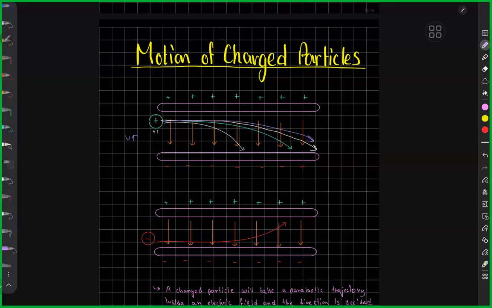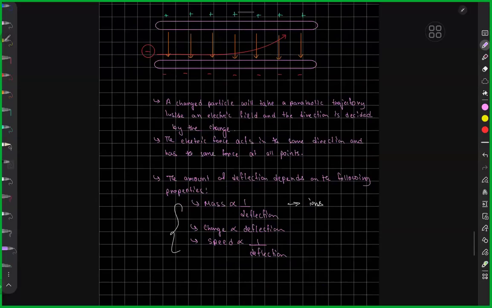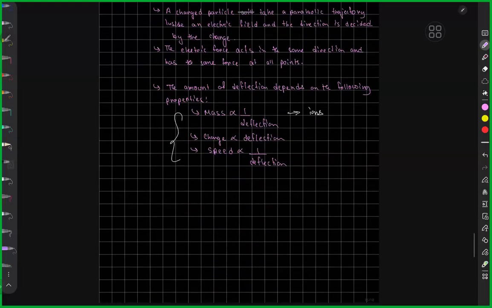So it will have a path similar to this, less deflected. Why? Because it needs more time for the force to change its direction, because it has a high velocity in this horizontal direction. So for that high velocity to be decreased, it needs more time inside this space for the same amount of force to act and change its trajectory completely. So that's why more speed of the particle means less deflection.